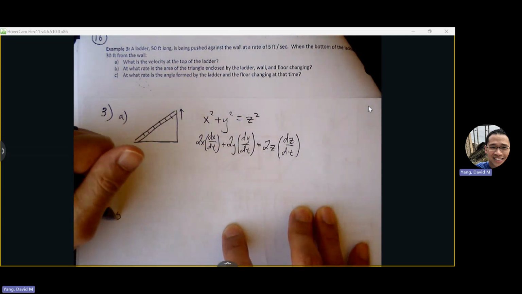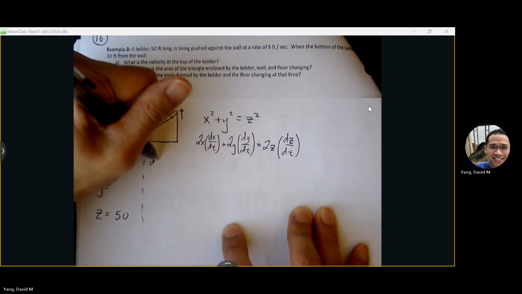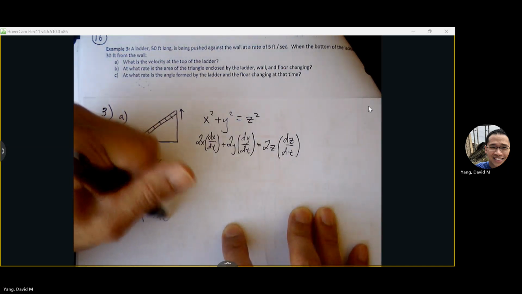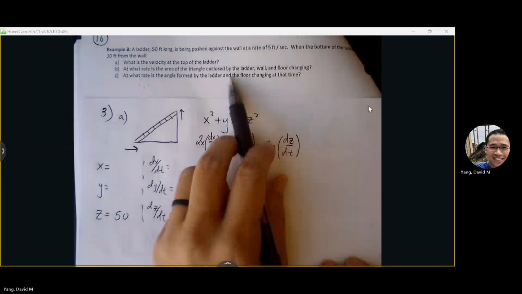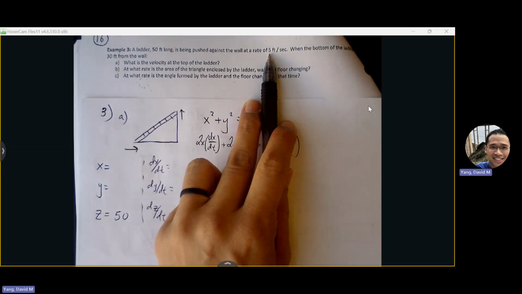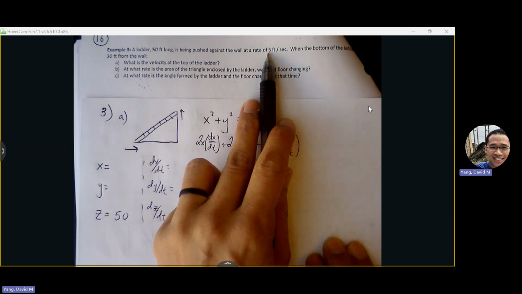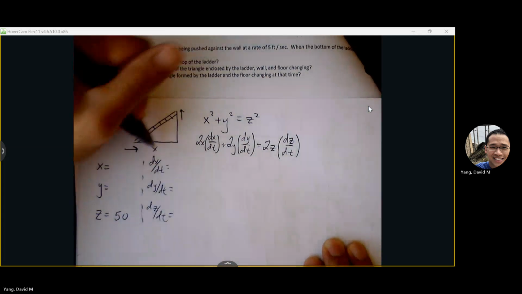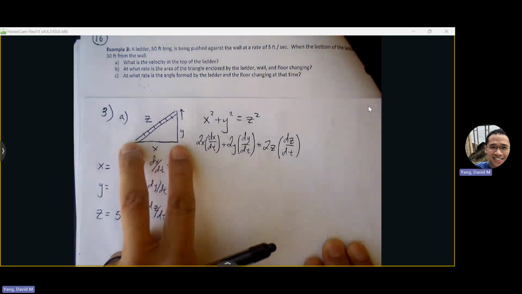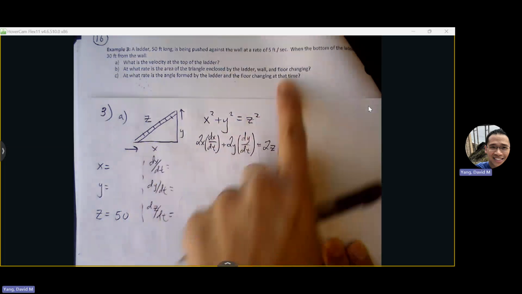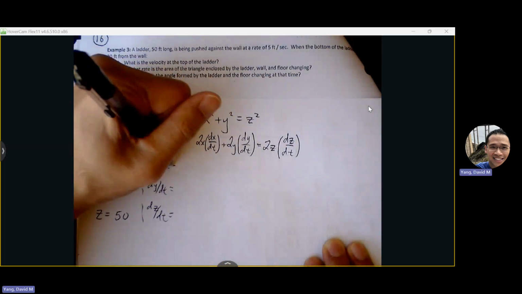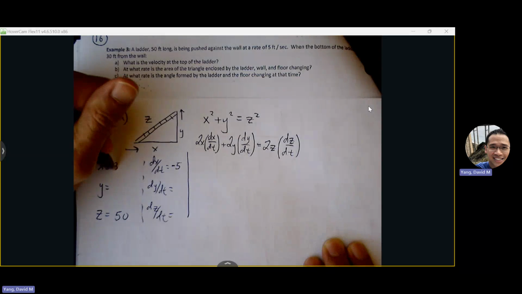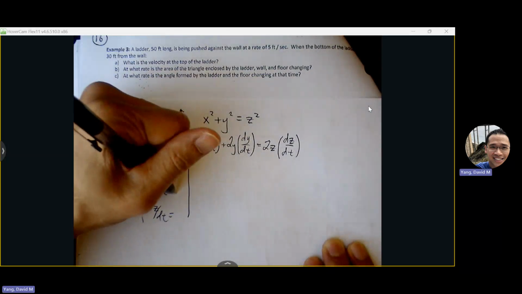Ladder is 50 feet long, so that's going to be z. Pushed against the wall at a rate of 5 feet per second. So we know that's dx dt, but any adjustment that we need to make with that 5 feet per second? What's happening to x over time? Decreasing, right? So this should be what? Negative. Okay. When the bottom of the ladder is 30 feet from the wall, so that's x, what is the velocity at the top of the ladder? So we're looking for dy dt.